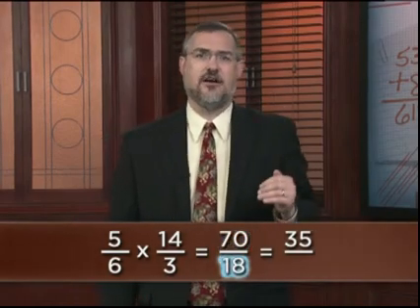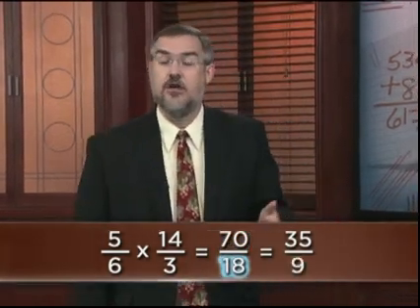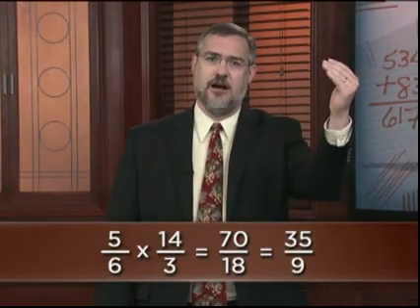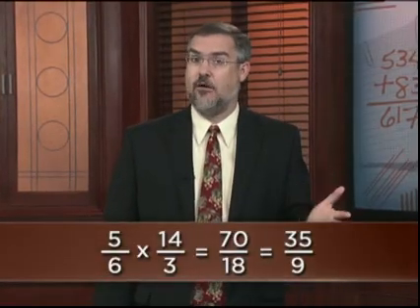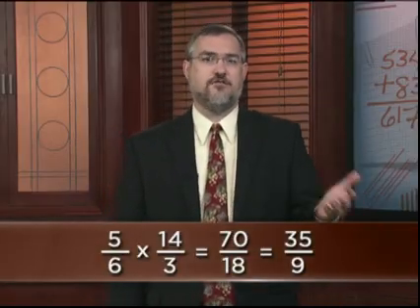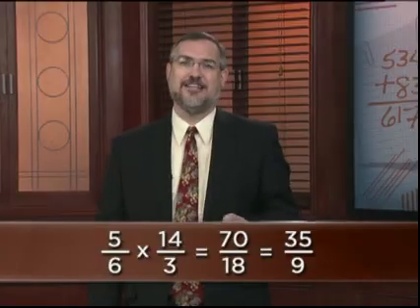And 18 divided by 2 is 9. So the answer can also be written as 35 over 9. Now, is that in lowest terms? It might be, and it might not be. Well, let's focus on that denominator.